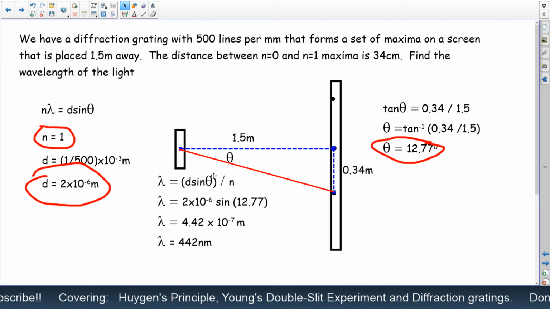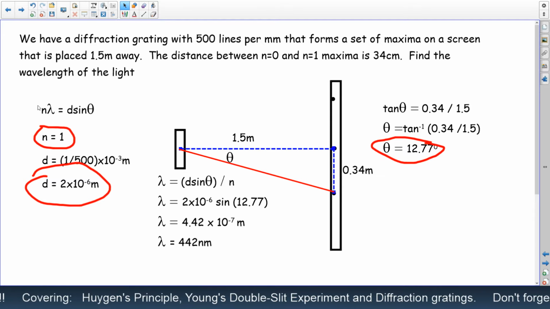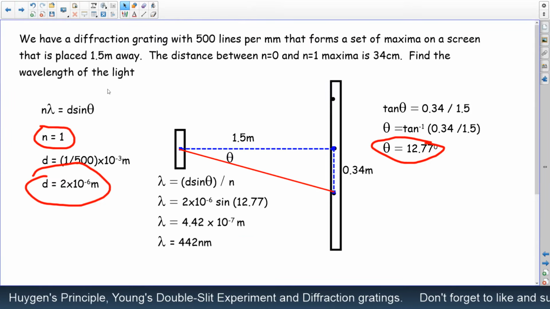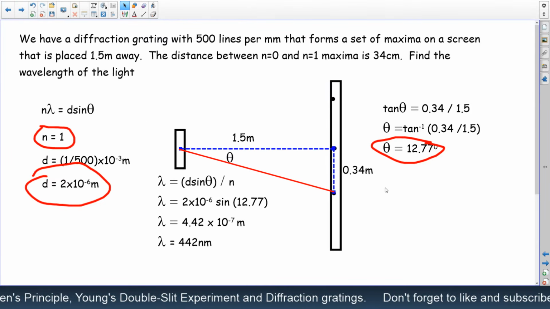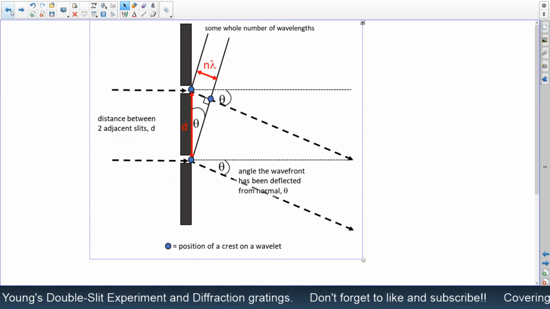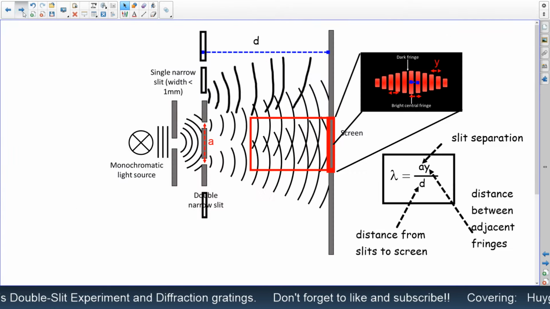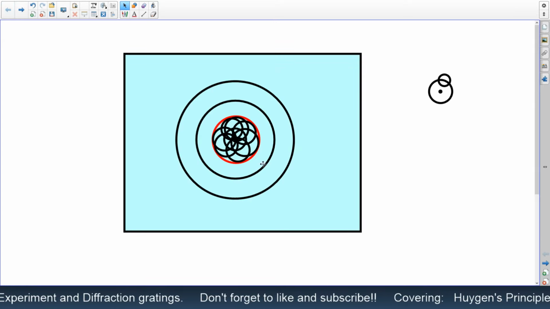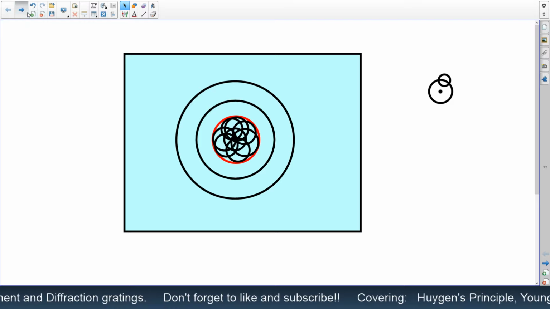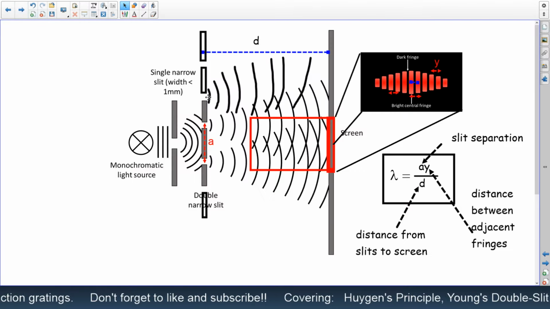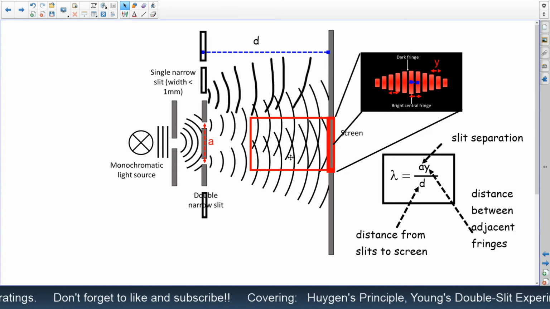But for now, what you need to be able to do for your exam is to be able to use n lambda equals d sine theta, be able to build this diagram with this information, and be able to calculate a value of lambda. Okay? You need to be able to explain, not necessarily do anything with it, but explain this little wavelet pattern and how it can lead to dark and bright fringes in the Young double slit situation.